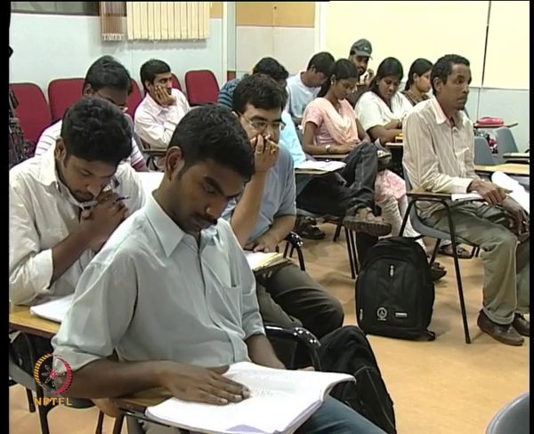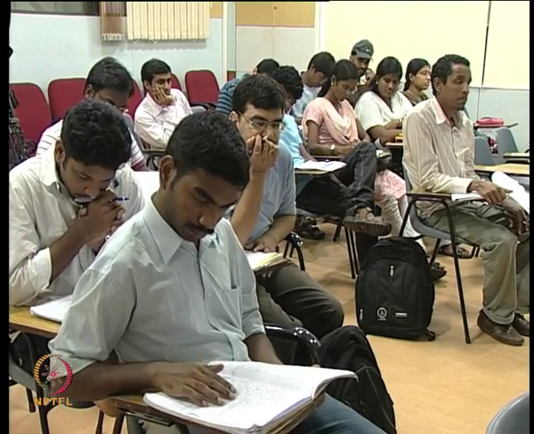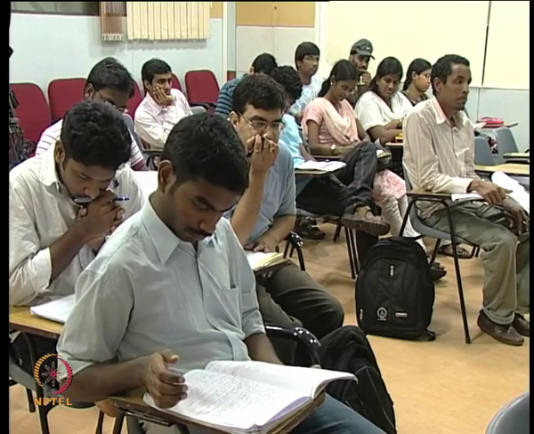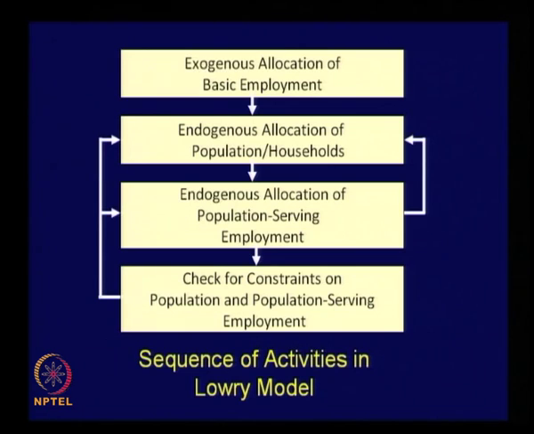What are the 4 important steps in the application of Lowry's model in land use prediction? I will just show you the same flow chart that we have seen earlier to illustrate the 4 steps. Step 1, exogenous allocation of basic employment. We did not make use of the model to allocate basic employment. These employment locations are fixed based on other data collected from various sources.